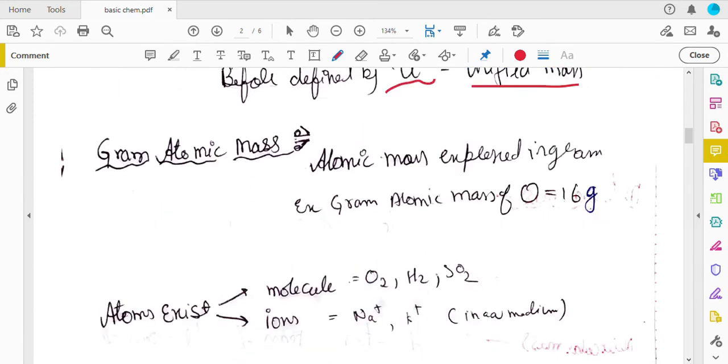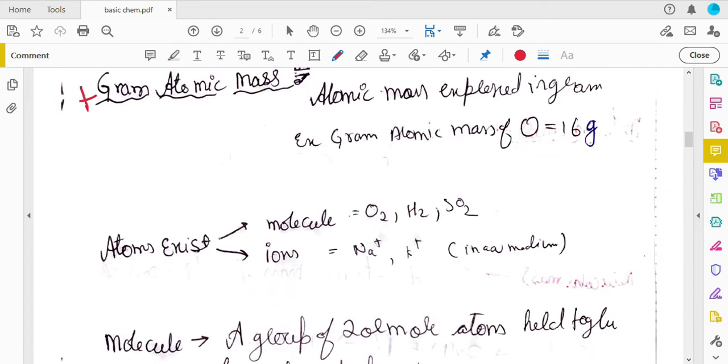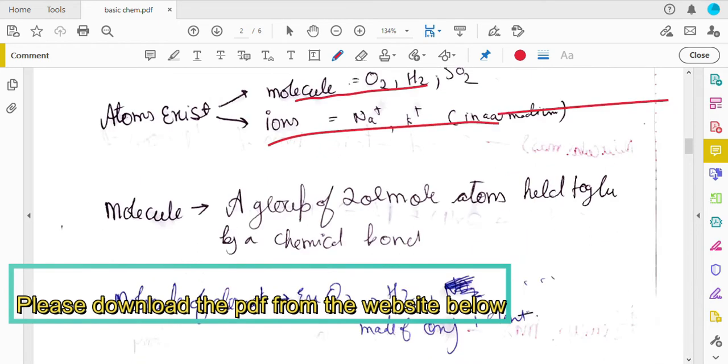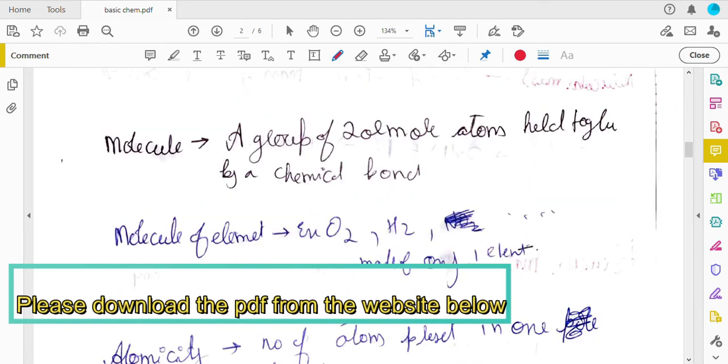What is gram atomic mass? Gram atomic mass is the atomic mass expressed in terms of gram. Example, the gram atomic mass of oxygen is 16 gram. How do atoms exist? Atoms exist in two forms, either in the form of ions or in the form of molecules. Ions like Na plus, K plus, generally in an aqueous medium. A group of two or more atoms held together by a chemical bond is known as a molecule.